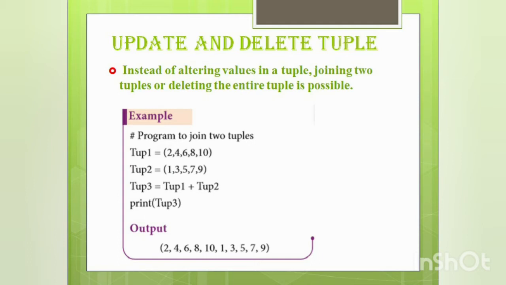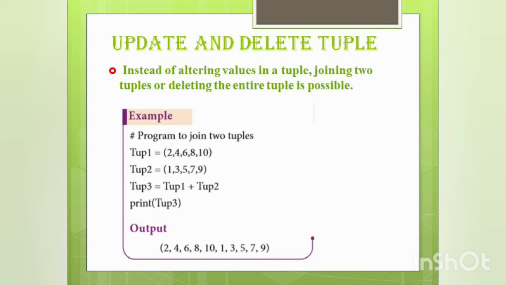Now we'll see how to join two tuples. Here is a program to join two tuples. See, tup1 is equal to, within the parenthesis, 2, 4, 6, 8, 10. Then tup2 is equal to 1, 3, 5, 7, 9. Here you are using two tuples, tup1 and tup2. Now you are going to combine these two, and after combining, you want to store the result in tup3. So tup3 is equal to tup1 plus tup2.